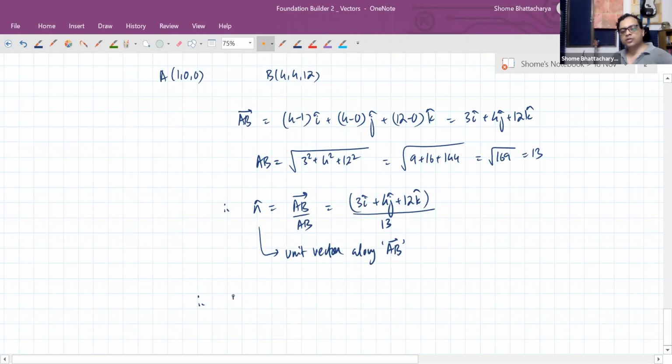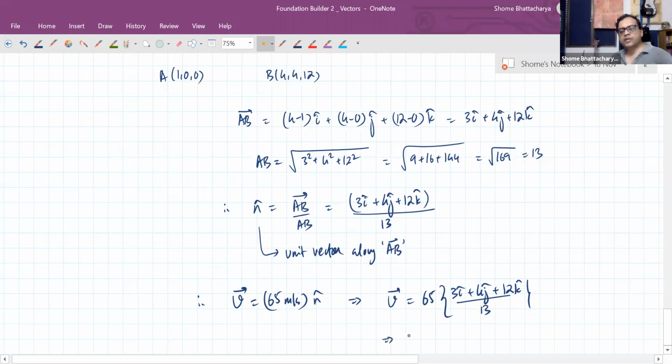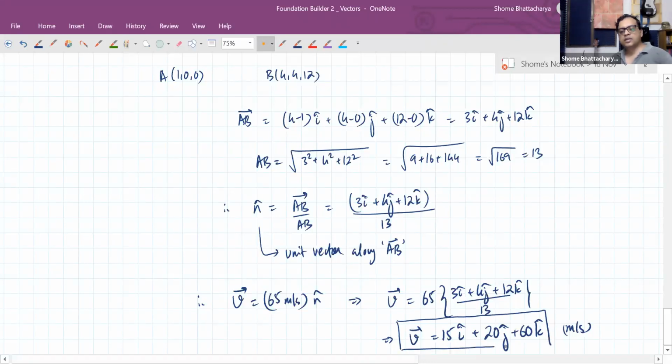Okay. So therefore my velocity vector, which was 65 meters per second along that direction AB, becomes 65 into (3 i cap plus 4 j cap plus 12 k cap) by 13. Okay. So 13 goes 5 times in 65, so 15 i cap plus 20 j cap plus 60 k cap in meters per second. This is now my velocity vector. So that is the first step done.